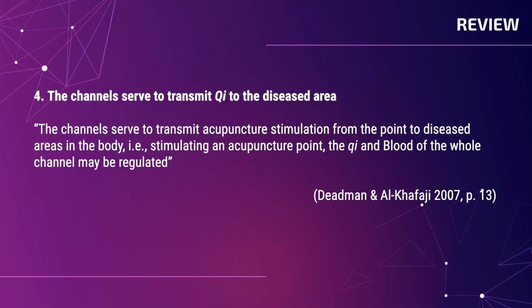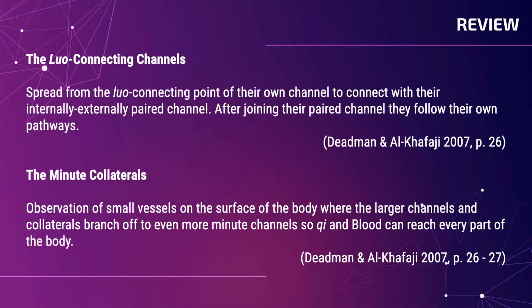So number 4, the channels serve to transmit chi to the diseased area. So in this way, you can stimulate an acupuncture point on the channel and it will transmit the chi and the blood throughout that whole channel, sending chi and blood to different areas of the body in order to heal disease. We have the lower connecting channels.